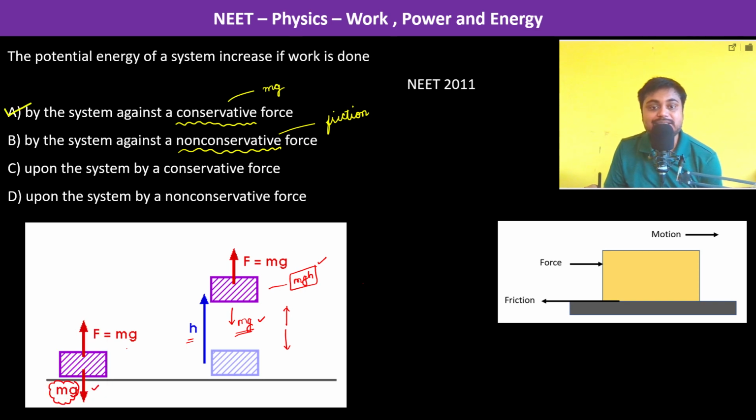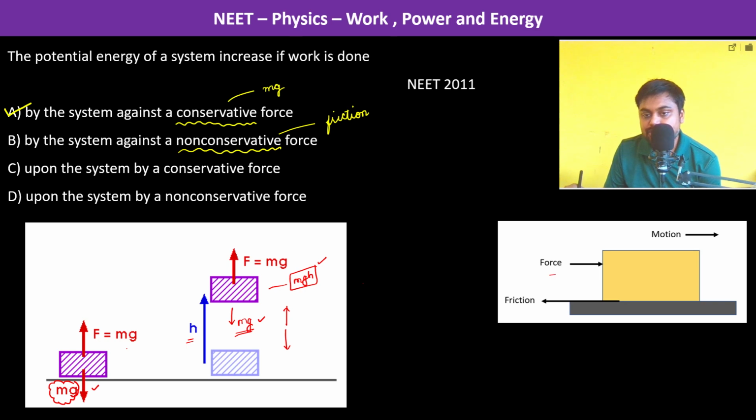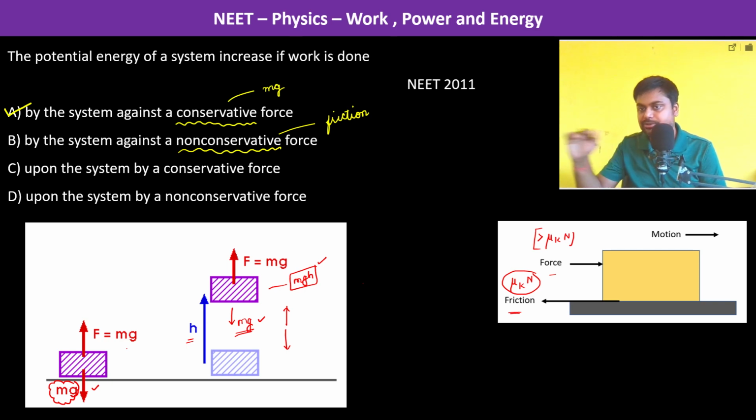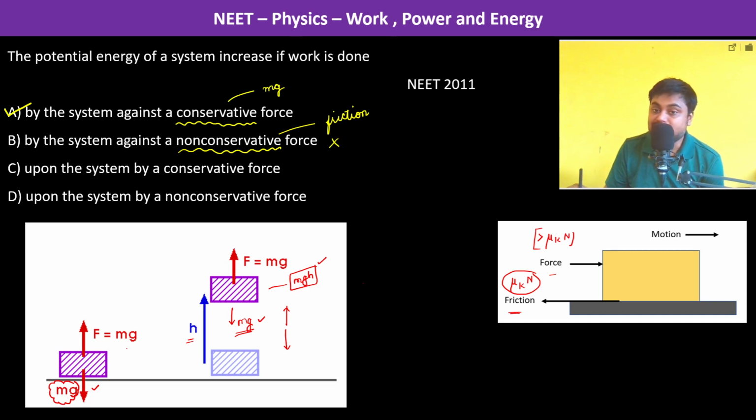By the system against a non-conservative force, let us see this example also. We have this force and this is friction. Now let us say this is sliding, so friction is mu kn, therefore the force, in order to make it move, should be greater than mu kn, and it moves a distance d. Now the potential energy of the system has remained the same. It has not increased, not decreased, if the height is the same. So by the system against a non-conservative force, no, the potential energy doesn't change in this case.